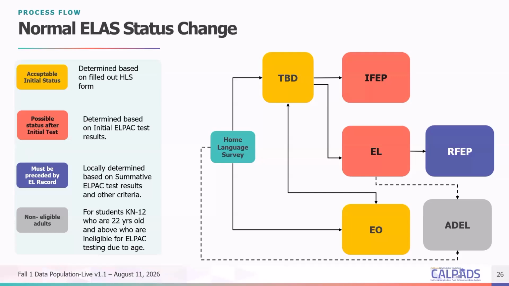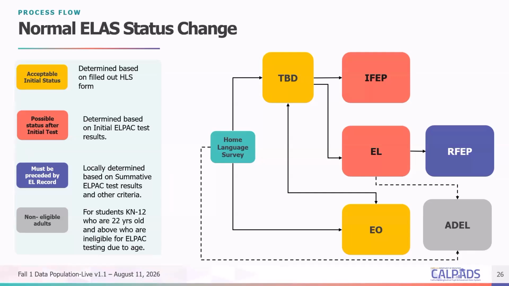So the arrows on this slide show the logical progression of the different ELAS statuses. If a change is being made to a student's ELAS that is not represented by an arrow on this slide, it is not a logical sequence and a correction code must be used.